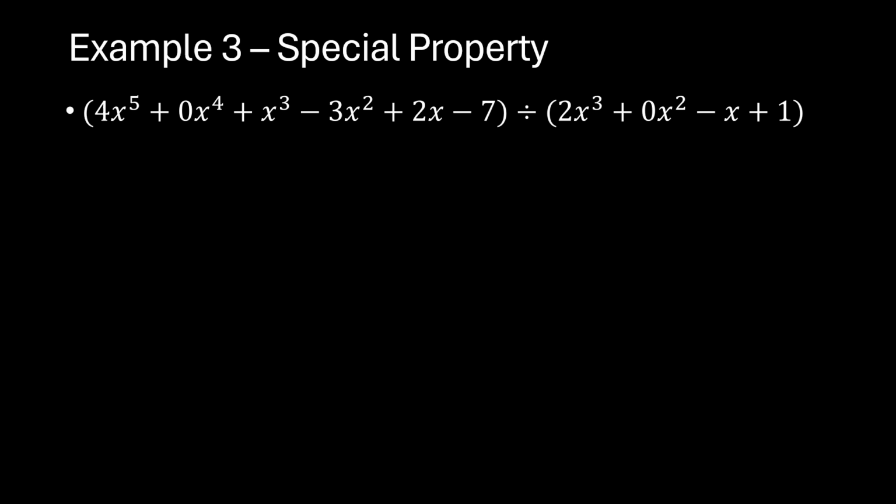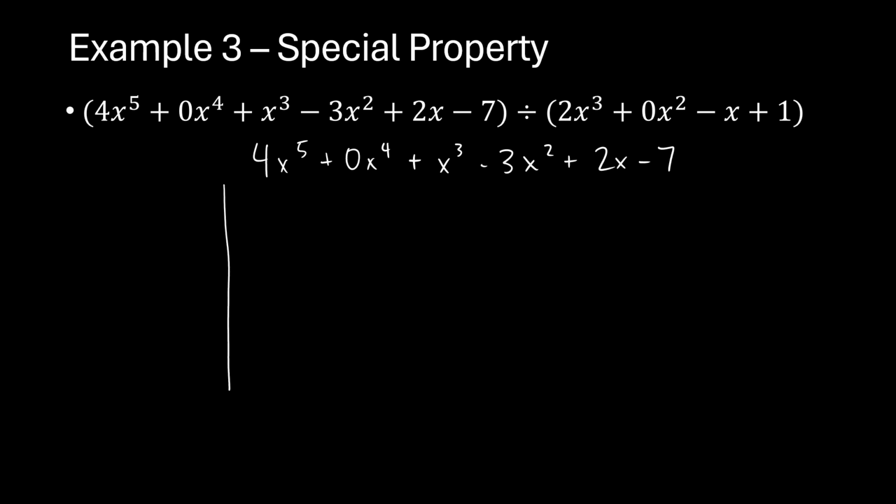going to do that is by doing a little reveal. So the reveal is going to look like this. We're going to include the terms. So 4x to the 5th plus 0x to the 4th plus x cubed minus 3x squared plus 2x minus 7.